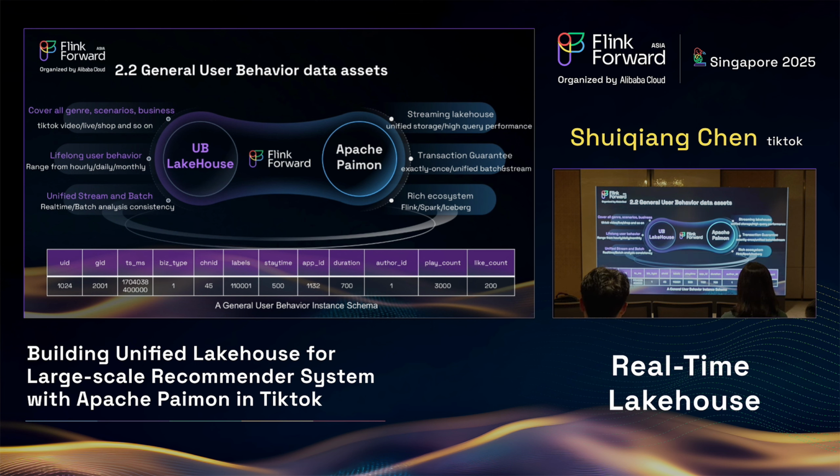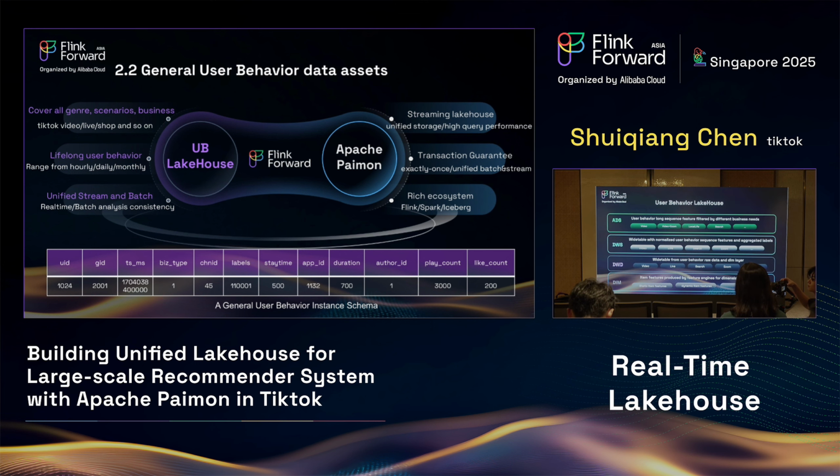Apache Paimon is well known as a streaming lakehouse with unified storage and high query performance. It also provides transactional guarantees and exactly-once semantics for both stream and batch processing. It also has a rich ecosystem that supports computing engines like Flink and Spark, and is compatible with other lake formats like Iceberg. So we chose Paimon to be the unified storage of the user behavior lakehouse.